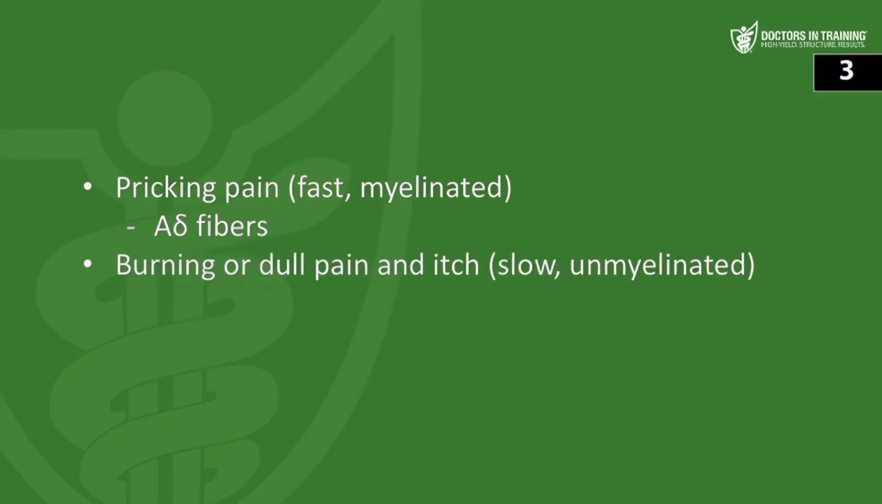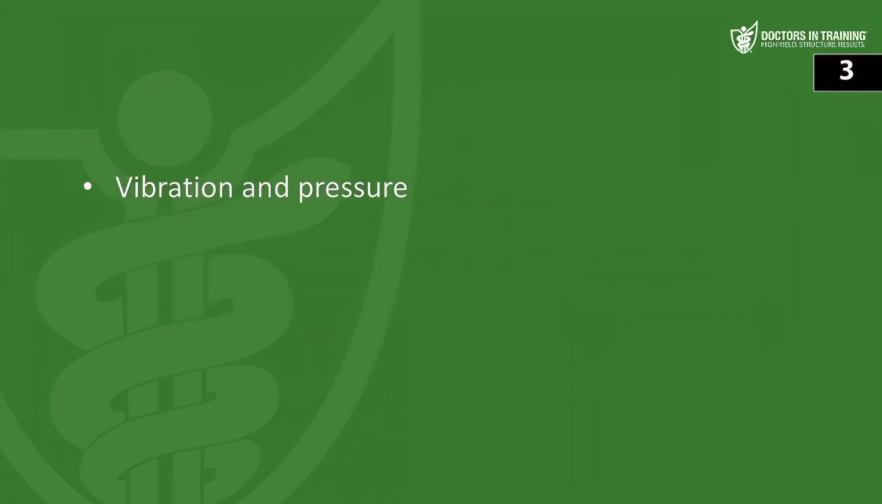First question here, what sensory receptor communicates with the following information? So first we have prickling pain, so fast myelinated type pain. That's going to be your A delta fibers. Next we have burning or dull pain, and maybe an itch, a slow unmyelinated, that's going to be your C fibers. Next we have vibration and pressure rapid adapting, that's going to be your Pacinian corpuscles.